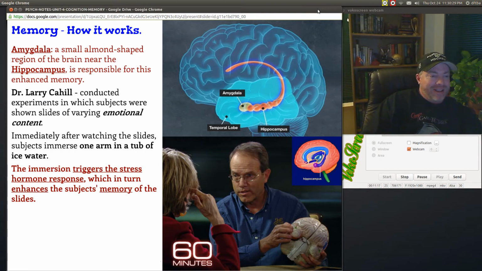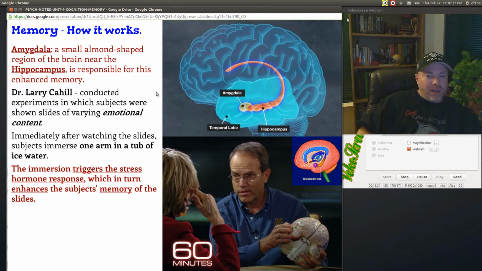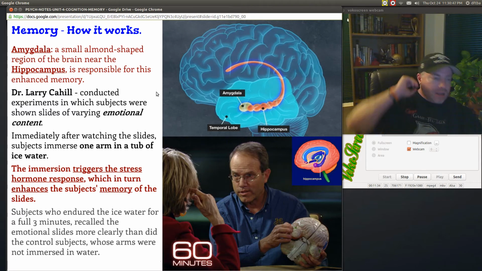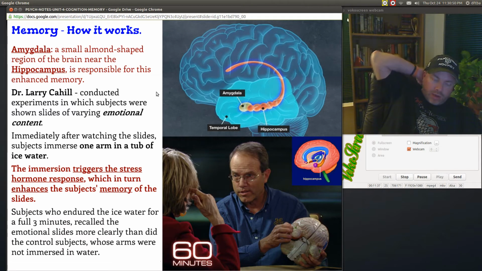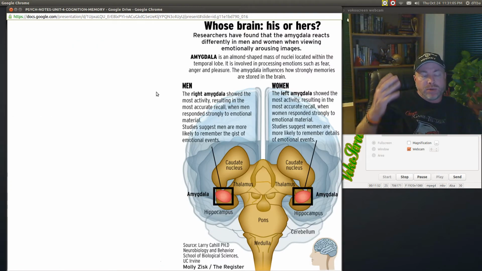It really sparked your negative emotions, that's for sure. So what they found out here is this immersion into the ice water triggers a stress hormone response, much like what McGaw had seen in rats with the adrenaline, which in turn then enhanced the subject's memory of the slides that they were watching on emotional content. Subjects who endured this ice water for a full 3 minutes recalled the emotional slides more clearly than did the control subjects whose arms were not immersed in water. So it seems like pretty solid evidence here that the amygdala does come into play. This is similar to flashbulb memories, which we'll see here in a little bit.